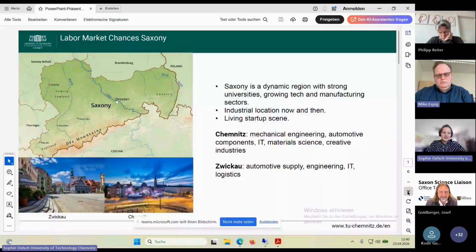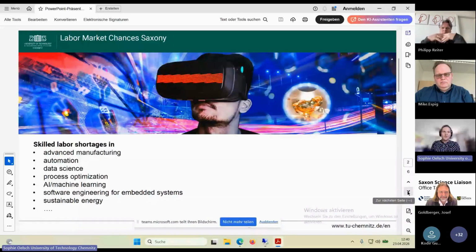Labor market chances in Saxony. So you now know a rough overview of which sectors, which fields exist in Saxony, in particular in Chemnitz and Zwickau, but which staff are the companies looking for? Where is the labor shortage? And here's just a short list where employees are needed in Saxon companies, like in the area of advanced manufacturing, automation, data science, process optimization, AI, and many more. So here, companies are looking for you.